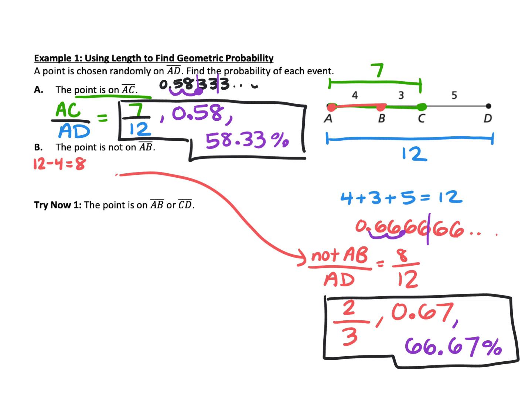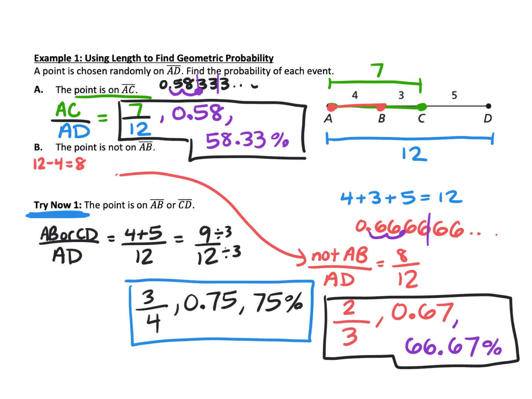Go ahead and try the try now on your own using the same diagram. Please pause your video now. Here's your solution to the try now. It can be in either AB or CD, so you want to add those lengths together. 4 plus 5 is 9, and 9 over 12 is 3/4, 0.75, or exactly 75%.